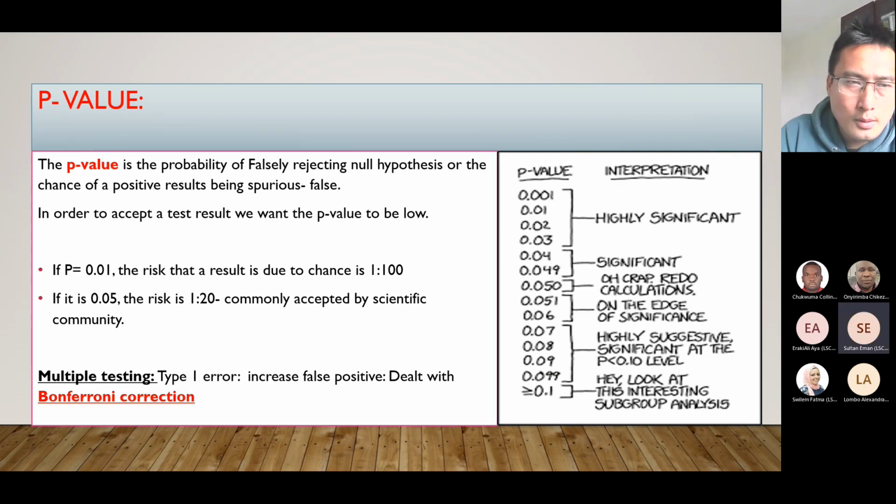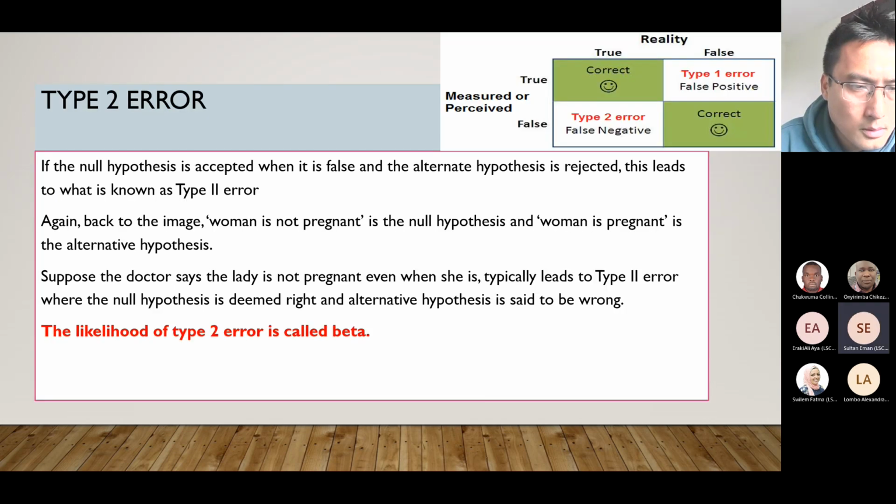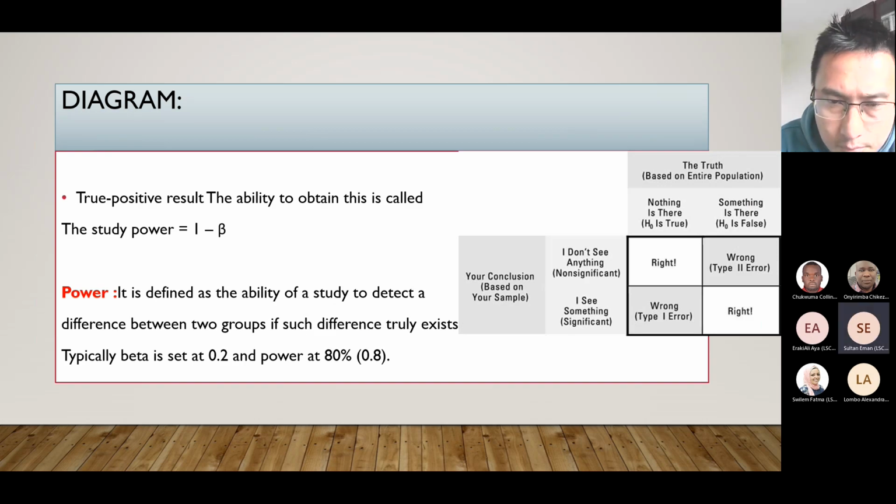Okay, there's something confusing me about this table and the previous table. Why is the type 1 error here different from the type 1 error here? This one? Yeah, this one and the previous one. I think this diagram is wrong. Okay, sorry, this diagram is wrong.